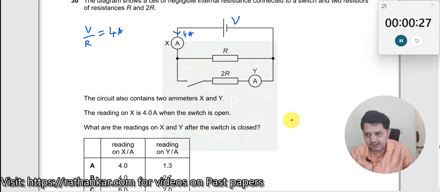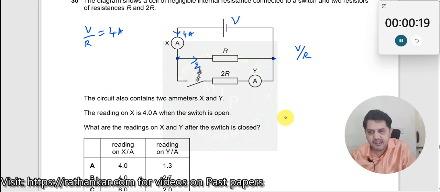When the switch is closed, what will happen? The potential difference across this is V again. So V by R should be the current passing here, I1. What is I1 here? I1 is already 4, so this should be 4 amperes.